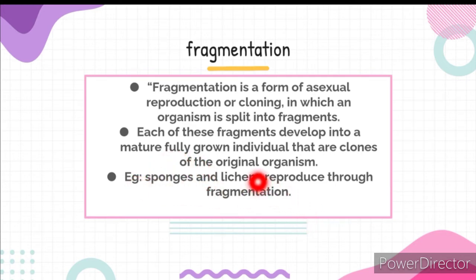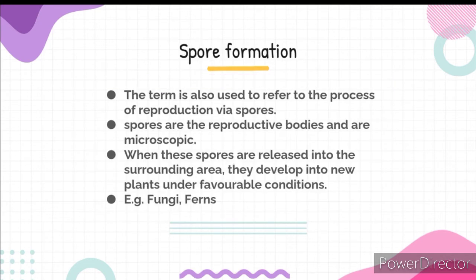Now, if this process is taking place, then the new individual will be the same as the original parent. Same to same. For example, sponges and lichen reproduce through fragmentation. Now, what is spore formation? The term is also used to refer to reproduction via spores. Spore formation means spores are going to be formed. Simple.